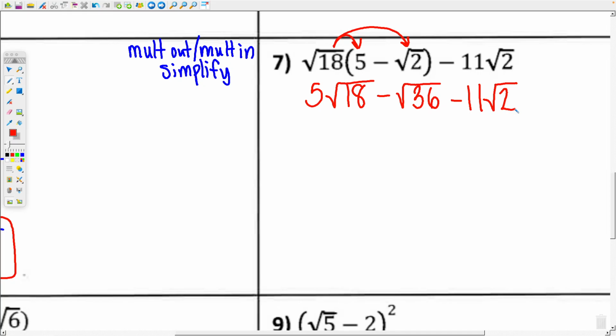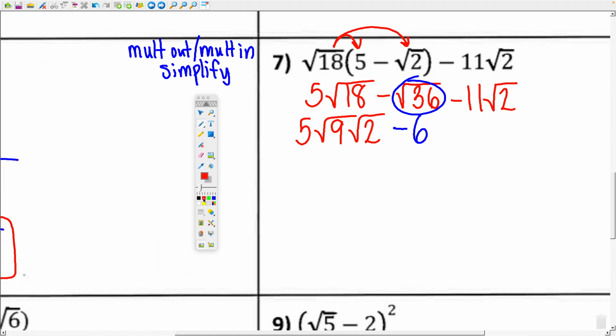Now, once you've done the multiplying, this is the step where we start splitting apart. We want to get what can be simplified, what's perfect, we need to split it and all that. So I leave the 5 alone, but then the square root of 18 becomes what times what? 9 times 2. I'm going to go ahead and simplify this, because this is perfect. What is the square root of 36? Okay, don't forget the negative sign. And then, can I do anything with that? No. This is just going to come down as -11 times the square root of 2.